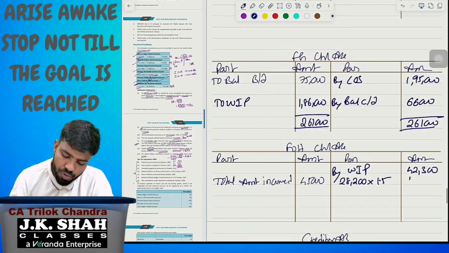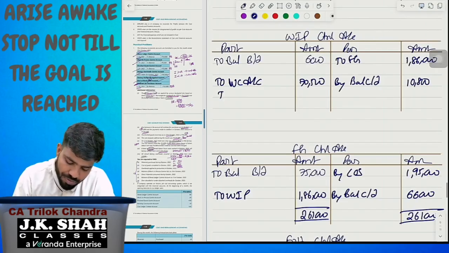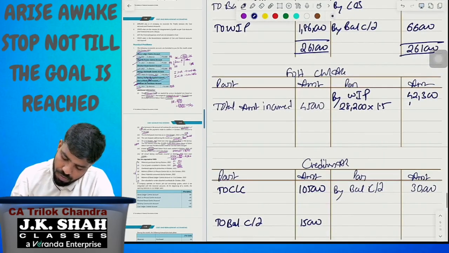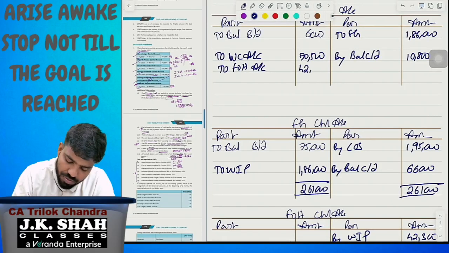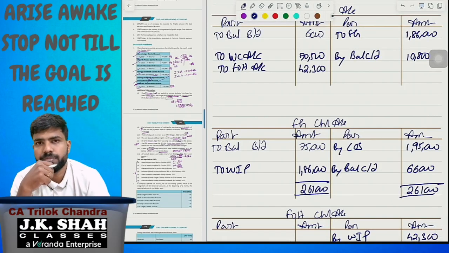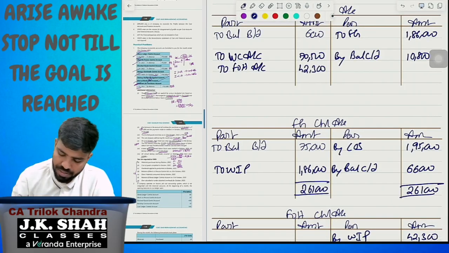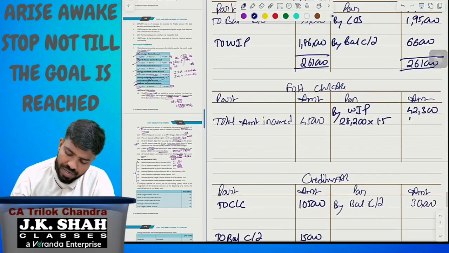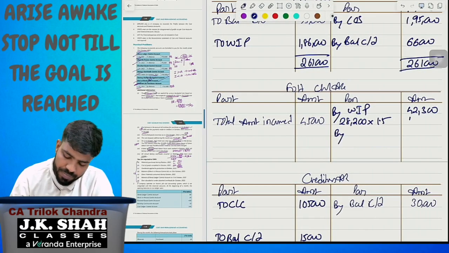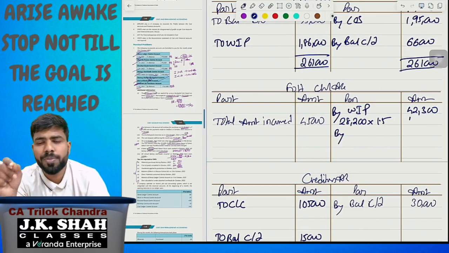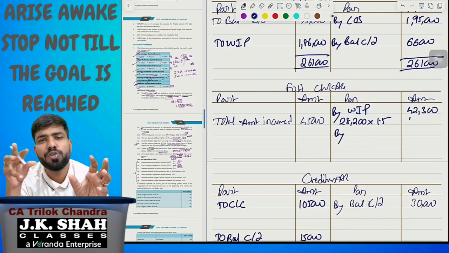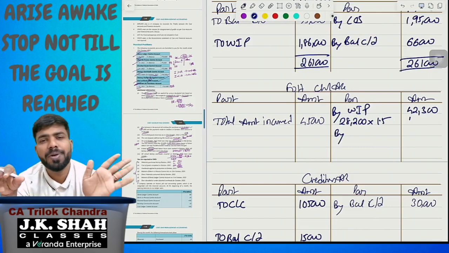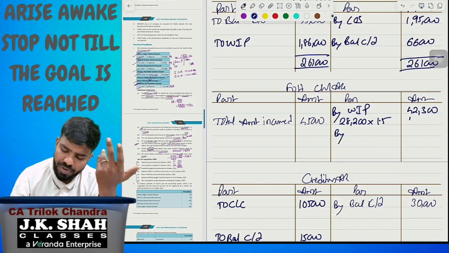42,300 in WIP, two factory overheads account, 42,300. Are you understanding? So by this, we'll get to know the under or over absorption. If the opening balance is given, we'll take the closing balance. If nothing has been specified, we'll transfer it to the costing P&L account. We can write by costing P&L.